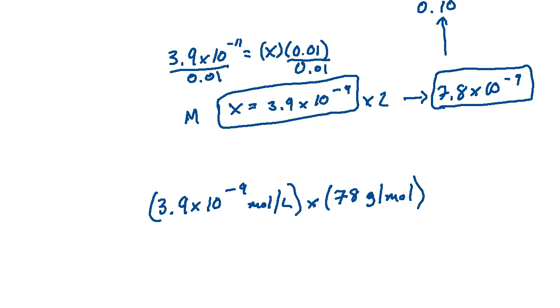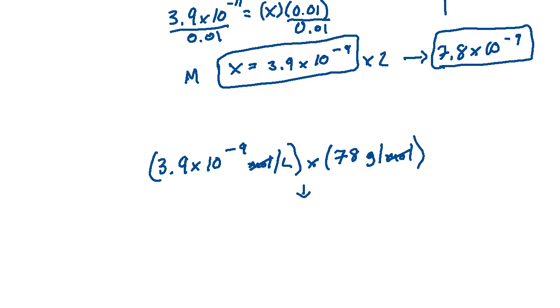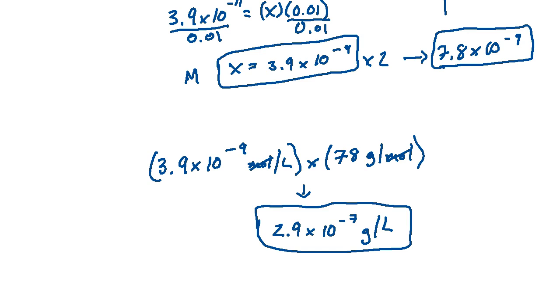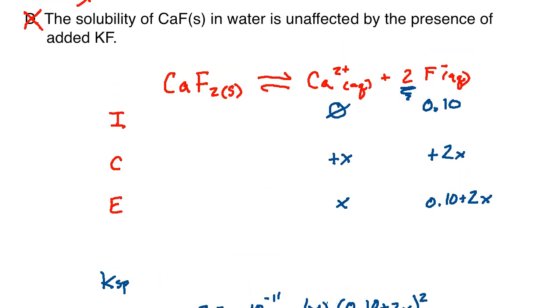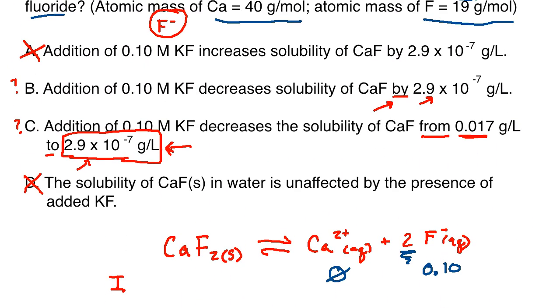Now, when you do this, the moles cancel and you get grams per liter, and that's what we're looking for. So let's finalize this. If you multiply 3.9 times 10 to the minus 9th by 78 and run that through your calculator, you end up getting 2.9 times 10 to the minus 7th grams per liter. Okay, so that's the answer. Now remember what we said: if it's 2.9 times 10 to the minus 7th grams per liter, then this is the correct answer.